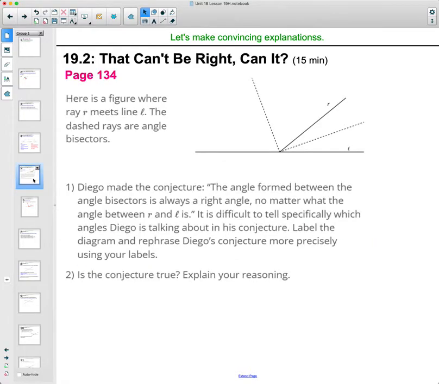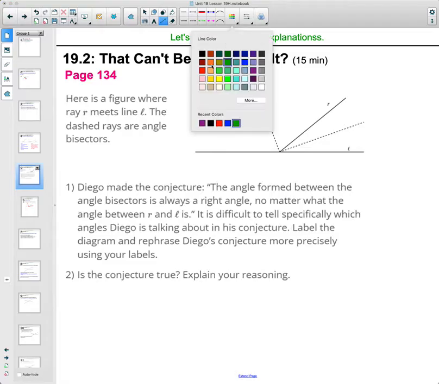So in here we have a figure where ray R, so this ray means it extends forever in one direction, meets line L, and then the dotted lines are actually angle bisectors. Okay, so the dotted lines are angle bisectors. Remember, split the angles into two equal pieces.